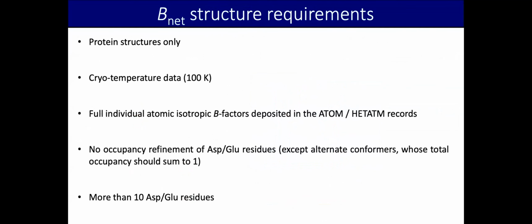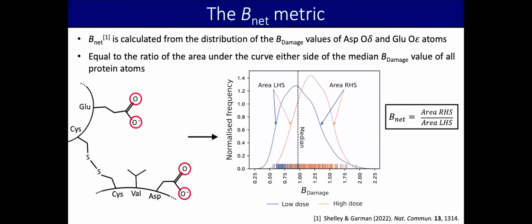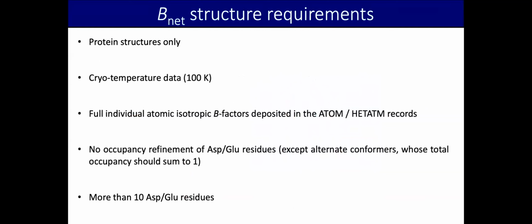In the interests of time, I'm not going to go through all of these, but there are a few requirements for calculating BNet for your structure. The most important of these is that because we are looking at the BDamage values of aspartate and glutamate oxygens, it is restricted to protein structures only. And secondly, we've only validated the metric currently on cryo-temperature data. So it's not suitable for room temperature data.